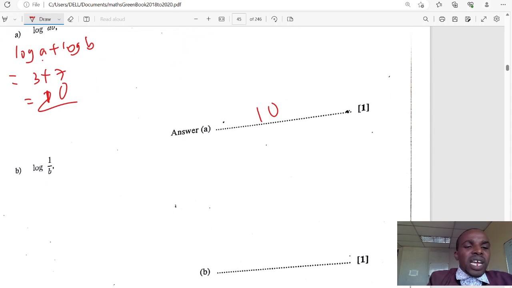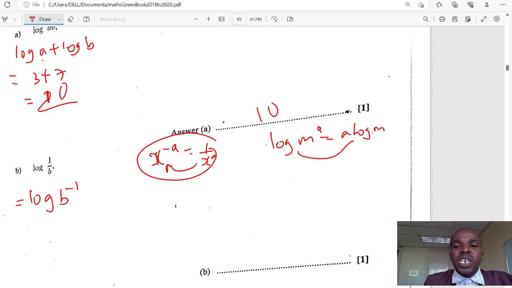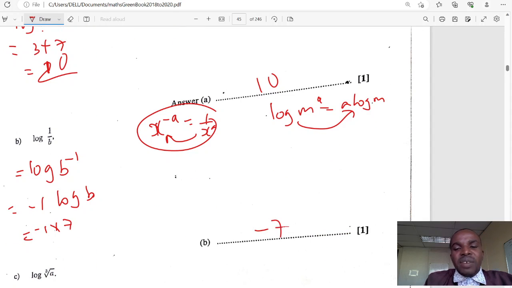Then B, log 1 over B, right? This one, you apply indices. It will be B to the power minus 1. Any number raised to a negative power is the same as 1 over the same number raised to a positive power. Then you apply another law, you bring down the power. Laws of logarithms: log of m to the power a is a log m. So it is minus 1 times log b, which is minus 1 times, what is log b in this case? It's 7. Minus 1 times 7 is minus 7, just like that.